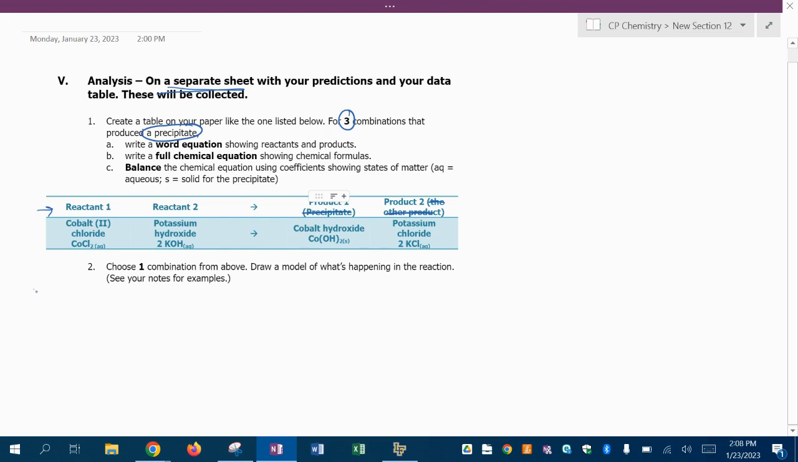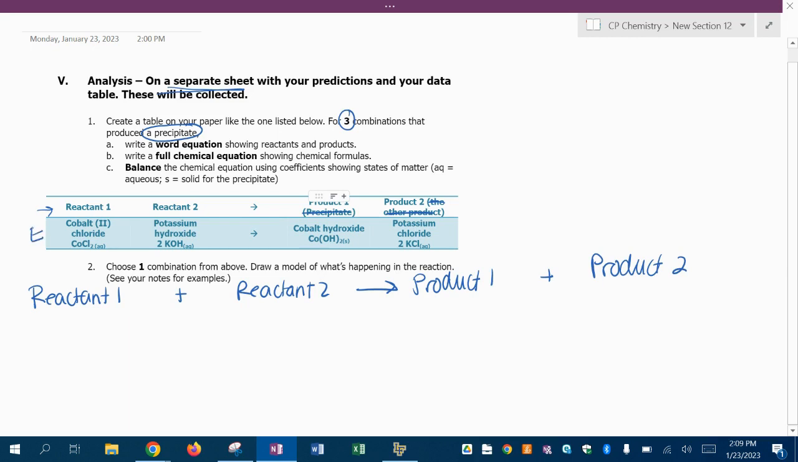So I'm going to create a table real quick, just like the one above. So I have reactant 1 plus reactant 2 yields product 1 plus product 2. And again, it doesn't matter if you put the precipitate first or second. Don't worry about that. So this is our example one, and you do not need to include this one in your table. You're just going to have 3 different reactions for 3 that made a precipitate from your data.